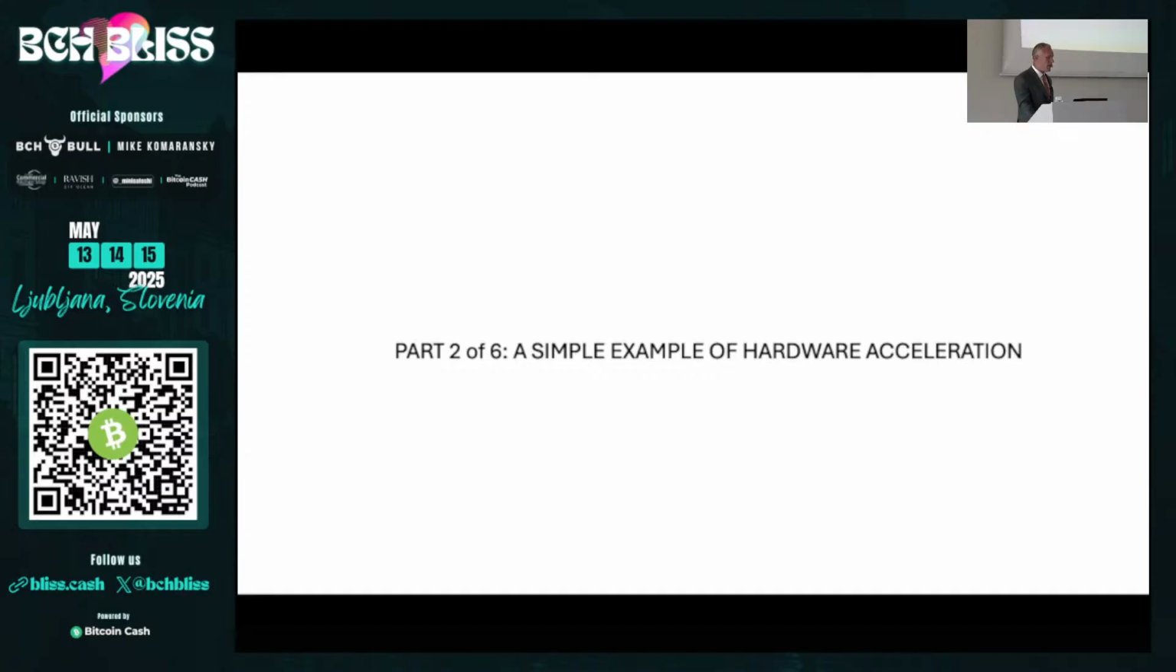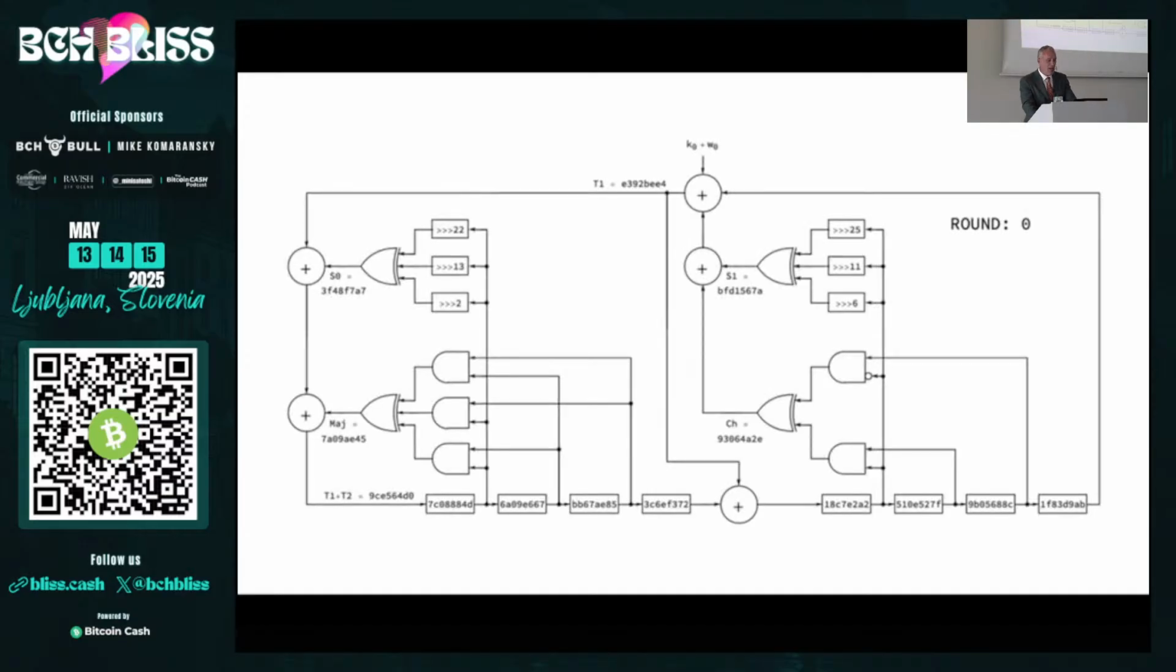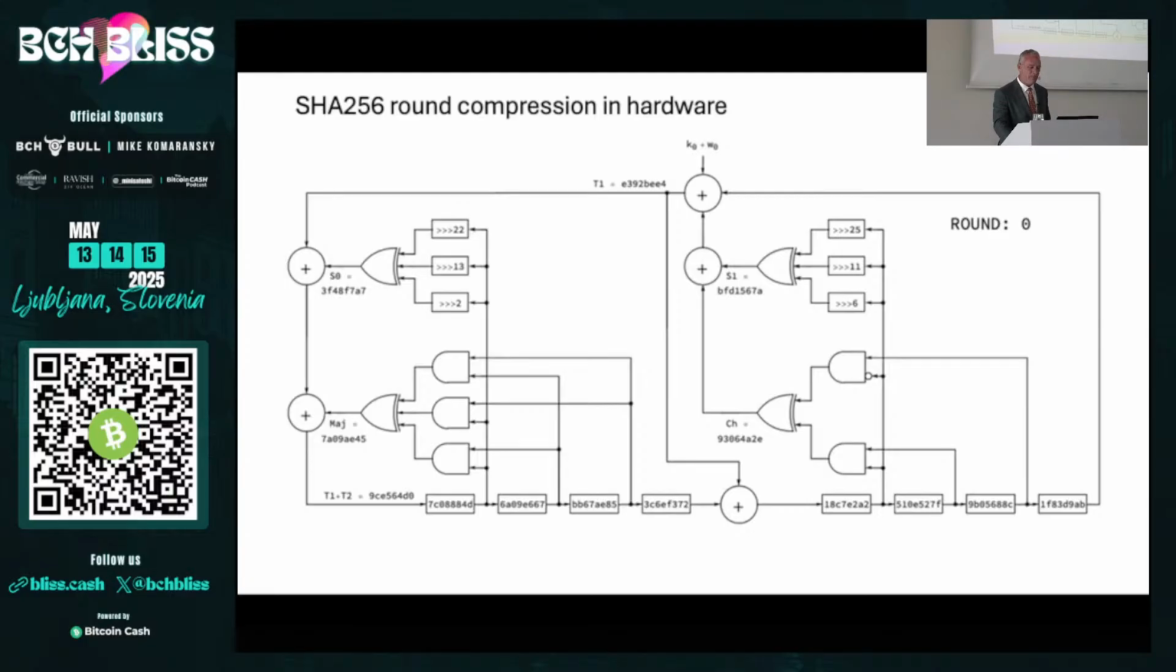So part 2 of 6, a simple example of hardware acceleration. This is a very famous circuit that's probably been replicated more times than any other circuit in the known universe. It is SHA-256. In particular, the part of SHA-256 that does the 64 rounds of compression.